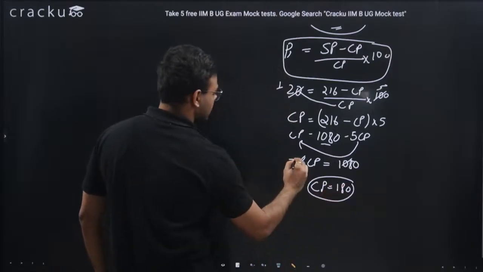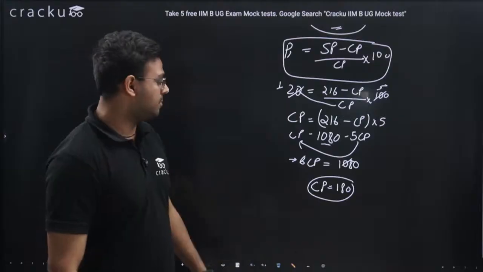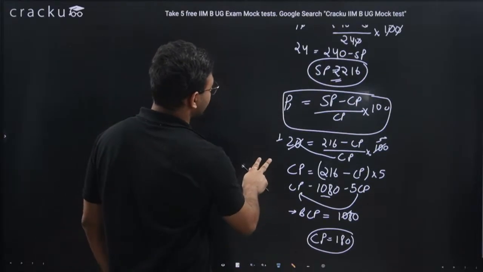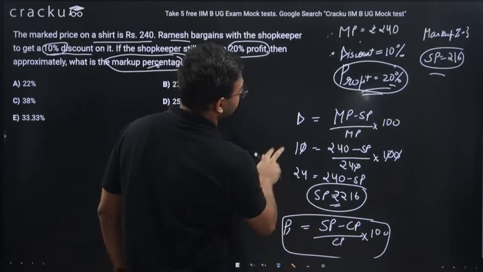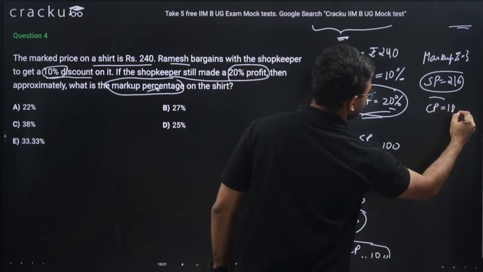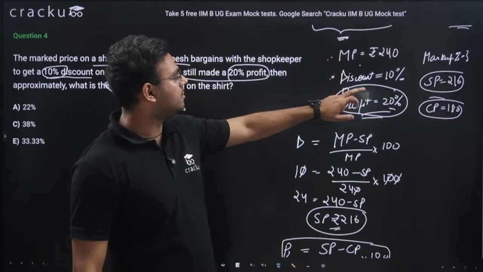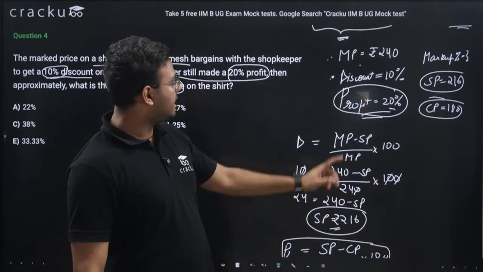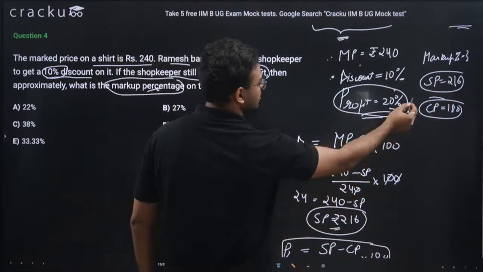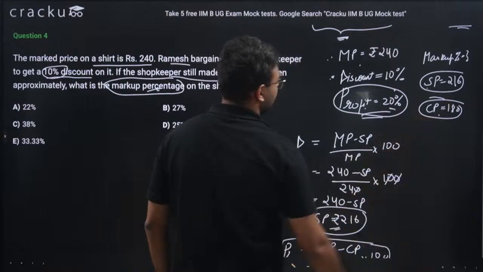If I solve this equation, 6 CP = 1080, CP comes out as 180 rupees. Again, I'll write here at the top that I have got CP as 180 rupees. So first I used the formula with mark price and discount percentage to get the selling price. Then I used the selling price and the profit percentage to get the cost price of the item.